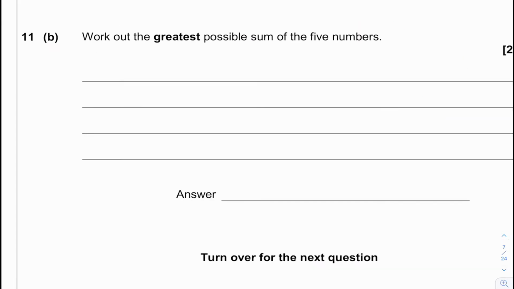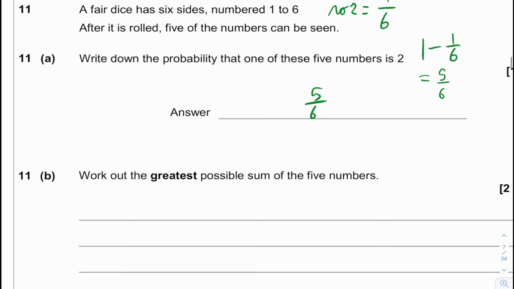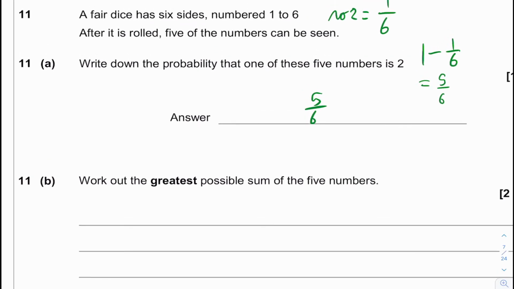So for 11b, we are then told that we need to work out the greatest possible sum of the 5 numbers. So this is referring to the 5 numbers that we can see on the dice. So a way to think about this is, what is the lowest number on a dice? And of course it's 1. So the lowest number when it's hidden, as in when it's face down on the surface, will give us the highest total of the rest of the faces that we can see.